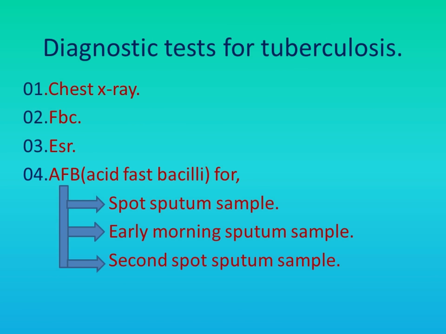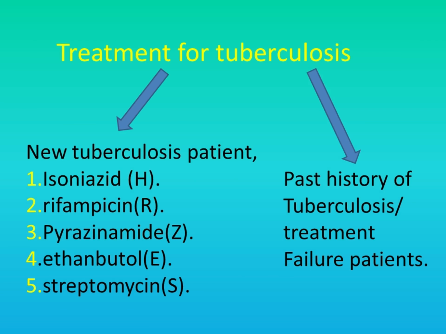You must know about diagnostic tests for tuberculosis. First, chest X-ray. Second, FBC. Third, ESR. Fourth, AFB, acid fast bacilli, with sputum samples: first, a spot sputum sample; second, an early morning sputum sample; and third, another spot sputum sample.